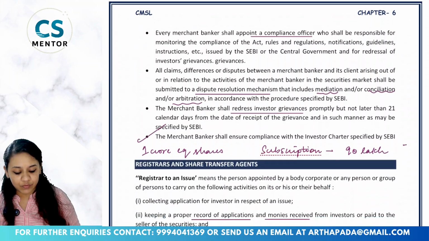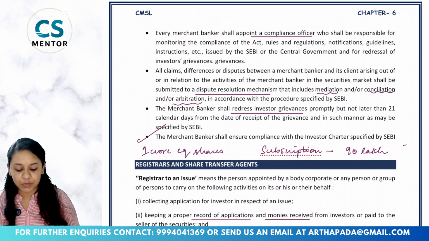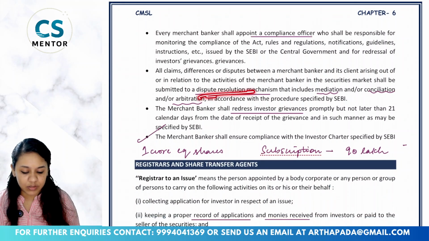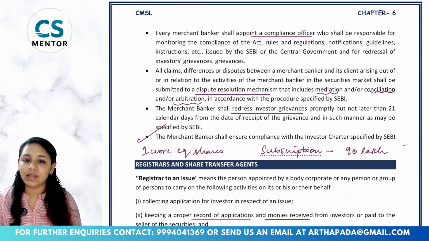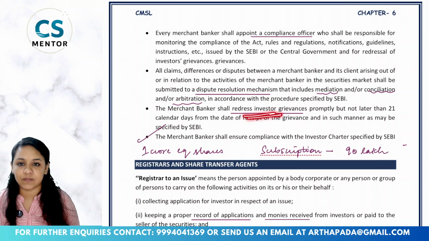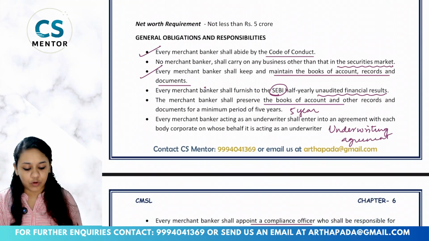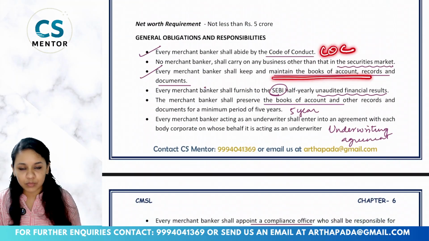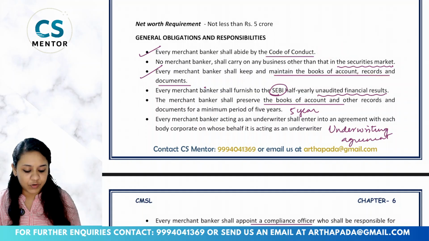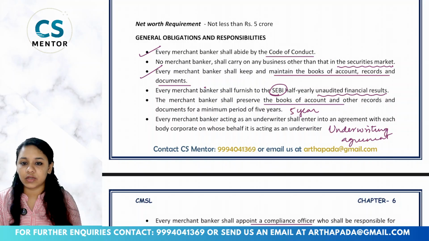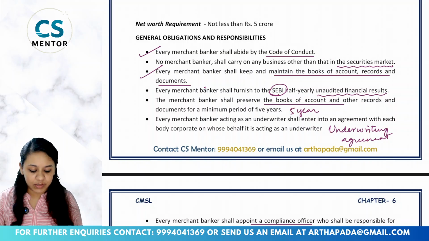And then all disputes will have to be solved through a resolution mechanism, and they have to redress investor grievances. So repeat general obligations with me: follow code of conduct, maintain books of accounts, preserve them for at least 5 years, report to SEBI half yearly or yearly, depending on which intermediary it is.